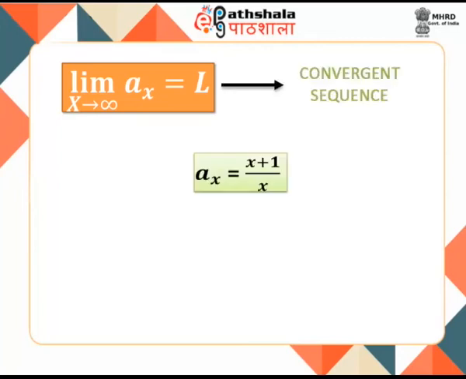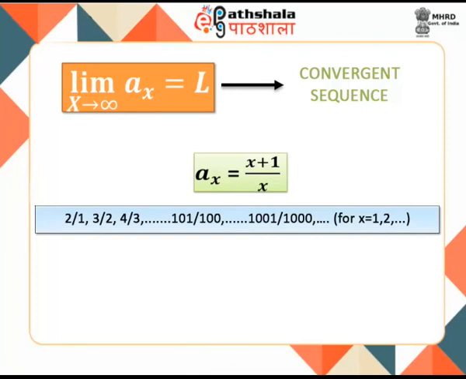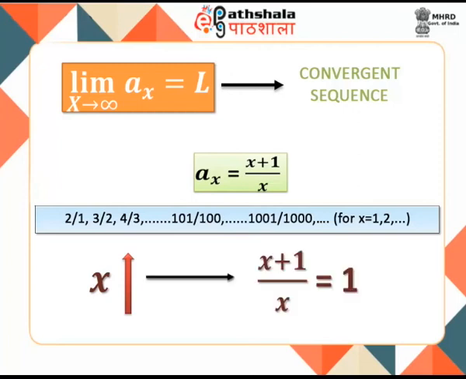Example, a_x is equal to (x plus 1) by x. Various members of the sequence are 2 upon 1, 3 upon 2, 4 upon 3, and so on, 101 upon 100, 1001 upon 1000, for x equal to 1, 2, and so on. We note that as x becomes larger and larger, the successive terms of the sequence become closer and closer to unity. Thus, limit of (x plus 1) by x as x tends to infinity is equal to 1. Hence, the sequence is convergent.